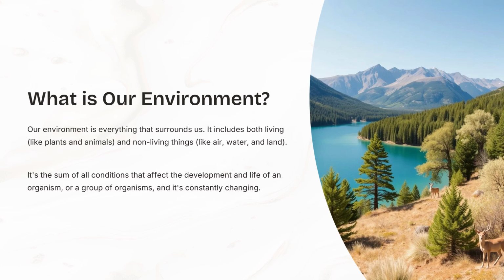Our environment is everything that surrounds us. It includes both living and non-living organisms like plants, animals, air, water, land, soil, microbes, insects, birds, human beings, sand, climate, weather, everything. It's the sum of all conditions that affect the development and the life of an organism or a group of organisms, and it's constantly changing. So let's move on. Next slide.